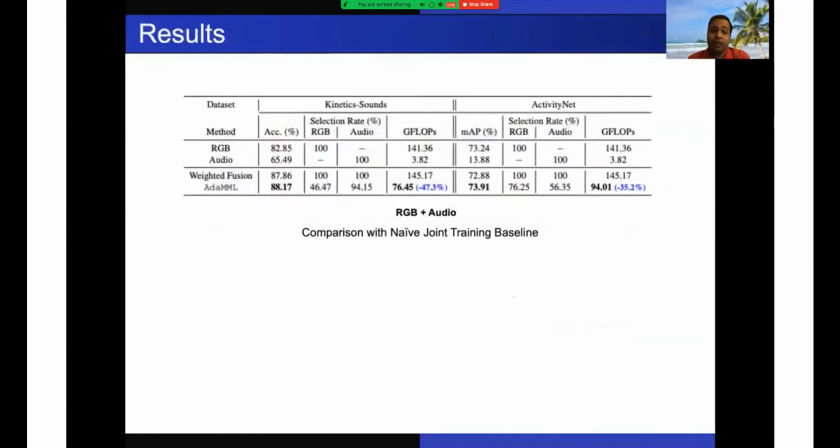Regarding results, we do extensive experiments on four different datasets. Here we show results on the RGB and audio combination on Kinetics-Sounds and ActivityNet datasets. Compared to the joint training baseline, which uses both of the modalities without any consideration of their relevance, they are highly computationally expensive because they process all the modalities for all the segments, whereas our adaptive approach significantly reduces the computation by 47% on Kinetics-Sounds. Similarly, it reduces by 35% on ActivityNet. At the same time, it outperforms the baseline on both datasets.